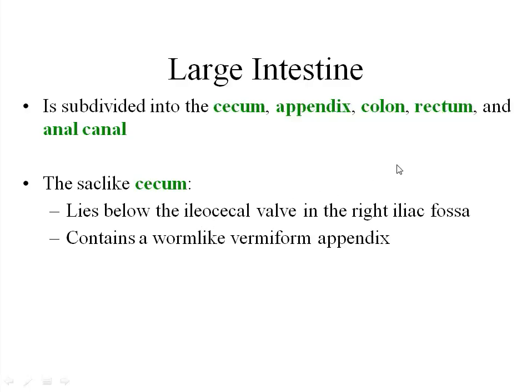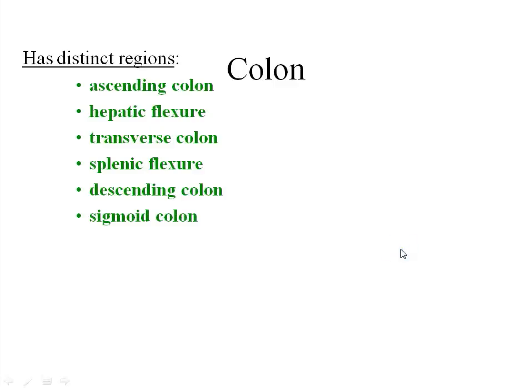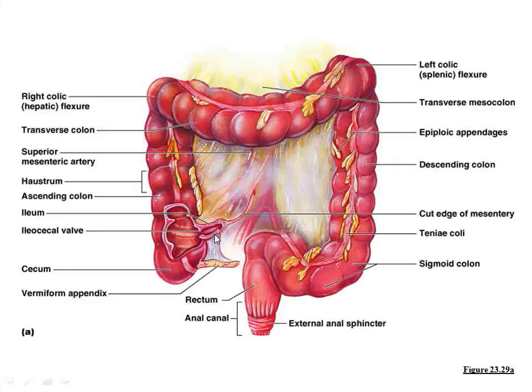The sac-like cecum lies below the ileocecal valve in the right iliac fossa, containing a worm-like vermiform appendix. So visually, you can mark the start of the large intestine with the presence of this appendix. It has distinct regions of colon: the ascending colon, then the hepatic flexure, that is the turning portion, then the transverse colon, then the turning portion, the splenic flexure, then the descending colon, and the turning portion, the sigmoid colon. This is all about the anatomical position of the large intestine.